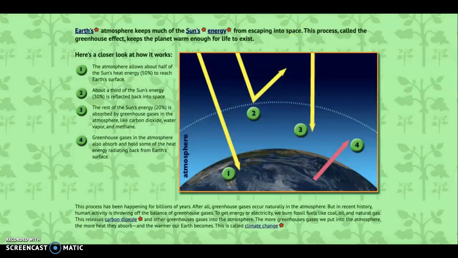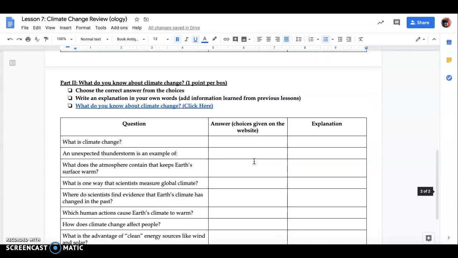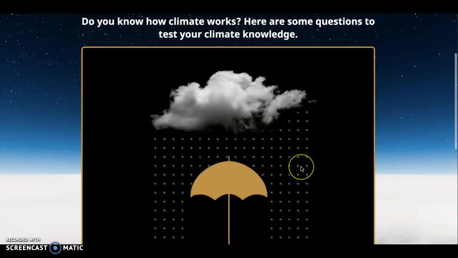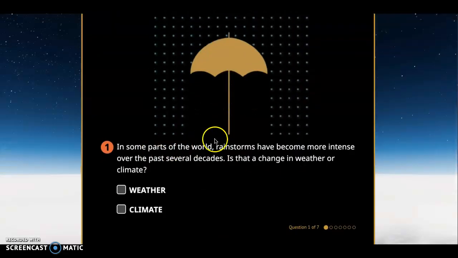So what you're going to do today for these two quizzes is click here, and I will post this as well, and take a quiz. In some parts of the world, rainstorms have become more intense over the past several decades. Is that a change in weather or climate?